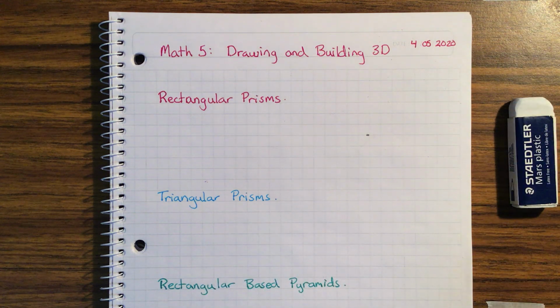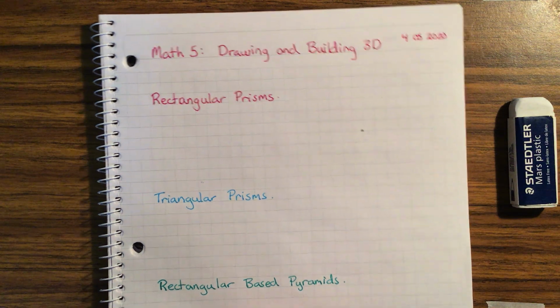Now, you're not going to use a ruler for these. You're going to use the grids on some grid paper. And we're going to draw them fairly small so that you can draw them without using a ruler and keep the lines pretty straight. We're going to start off with rectangular prisms.